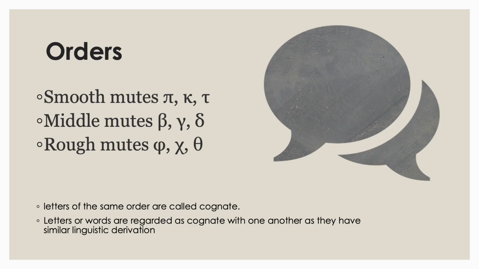Now, I wouldn't get too hung up on this for now, but if you're into studying languages, you might like to notice that letters of the same order are called cognate, and letters or words are regarded as cognate with one another if they have a similar linguistic derivation.